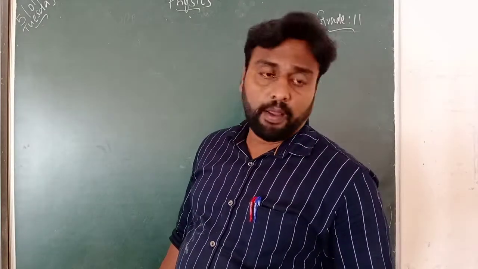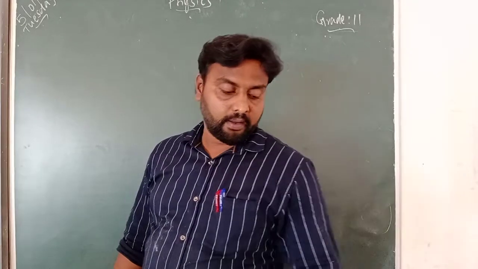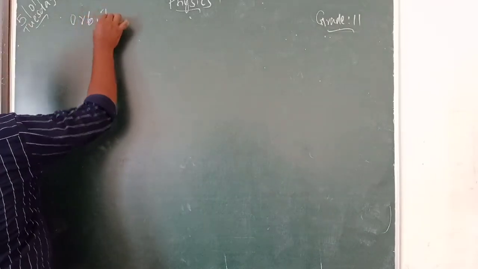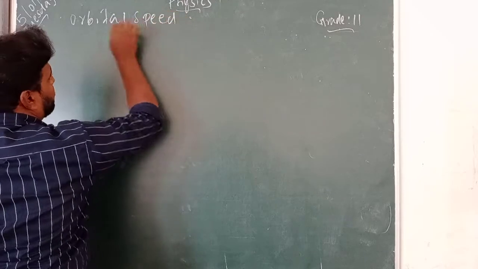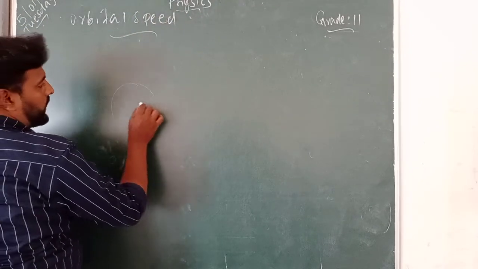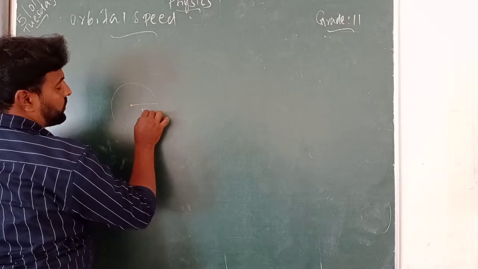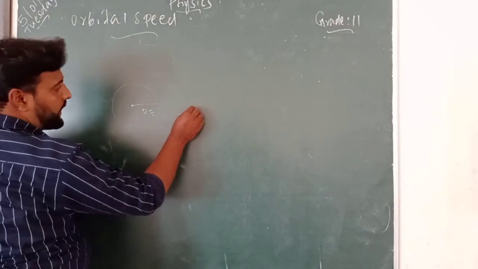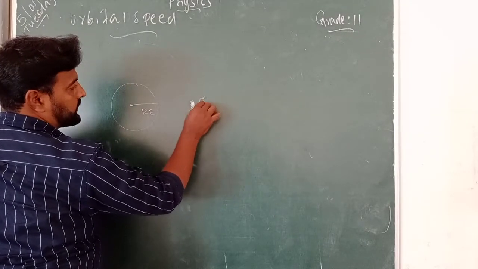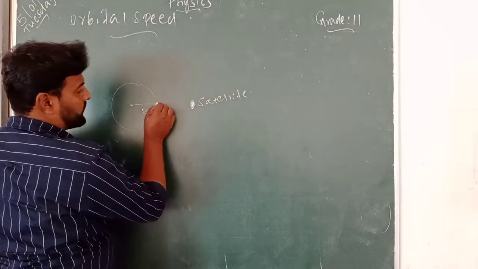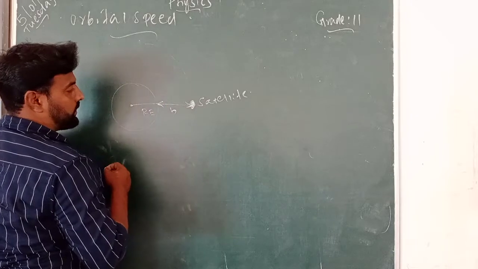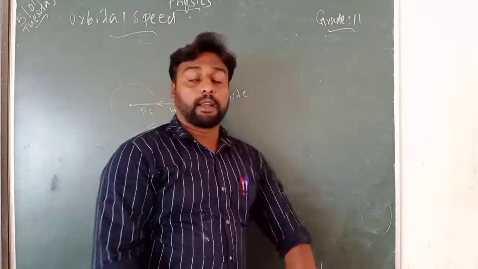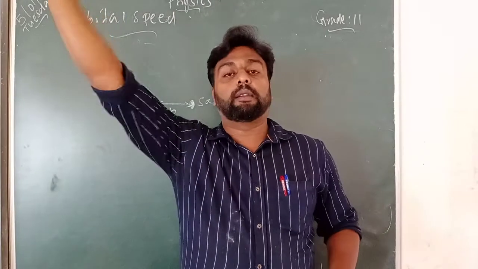Now the next one is about the orbital speed, satellite orbital speed and time period. Assume that this is the earth and this is the center of the earth. This is the radius of the earth, and from this height a satellite is rotating. This is the satellite, and this is the height where the satellite rotates. So what is the radius now? Re plus h. Now the total radius is Re plus h from the center of the earth.